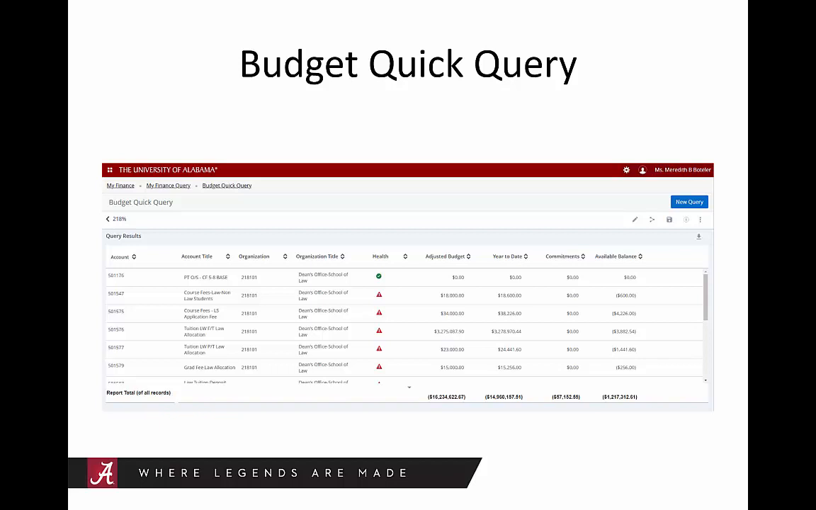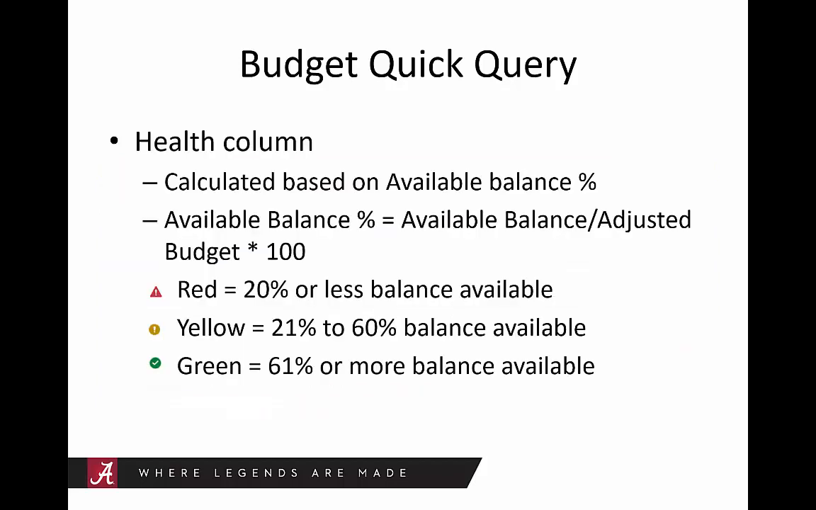Our query results show on the screen. The data is very similar to FGI BDST or budget status. You will notice a health column in the middle of the page. This health column is calculated based on available balance percentage. The formula for available balance percentage equals available balance divided by adjusted budget times 100. The red indicator shows 20% or less balance is available.